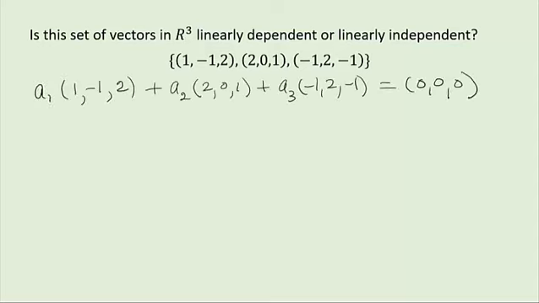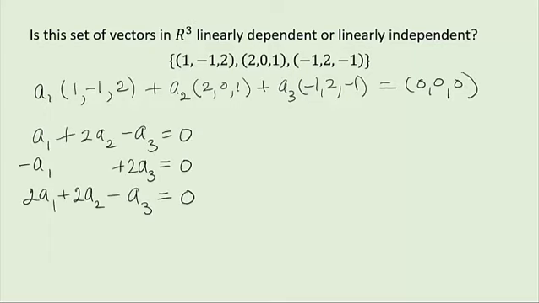So to see if they are linearly dependent, we always do the same thing: a1v1 plus a2v2 plus a3v3 equals the zero vector. And we see if we can solve that for a non-trivial solution. So this will give us a set of 3 equations in 3 unknowns, and we have to solve.